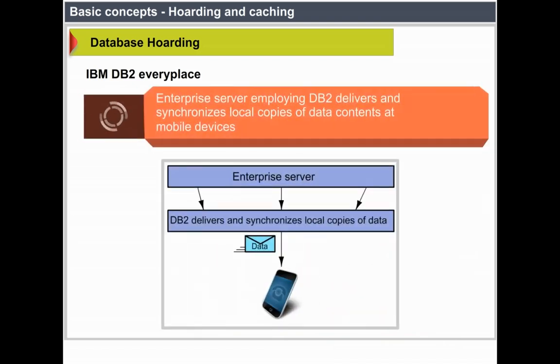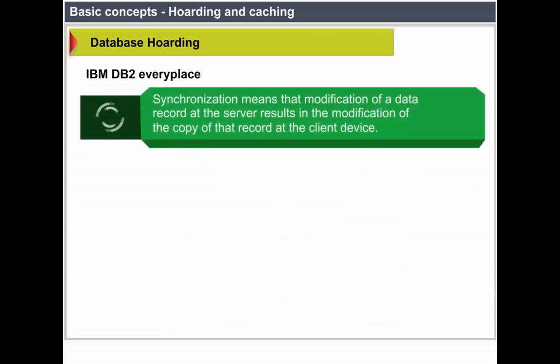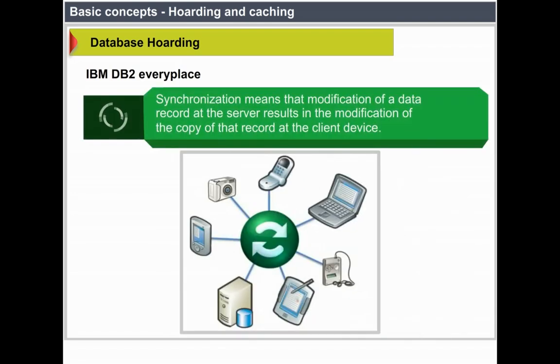An enterprise server employing DB2 delivers and synchronizes local copies of data contents at mobile devices. Synchronization means that if a data record is modified at the server, then the copy of that record at the client device also changes accordingly.